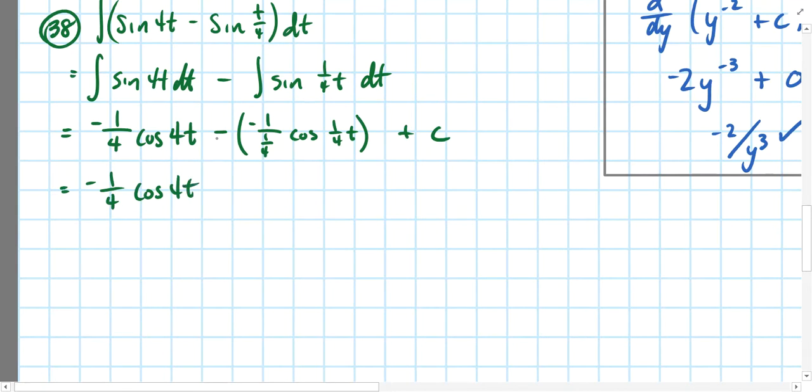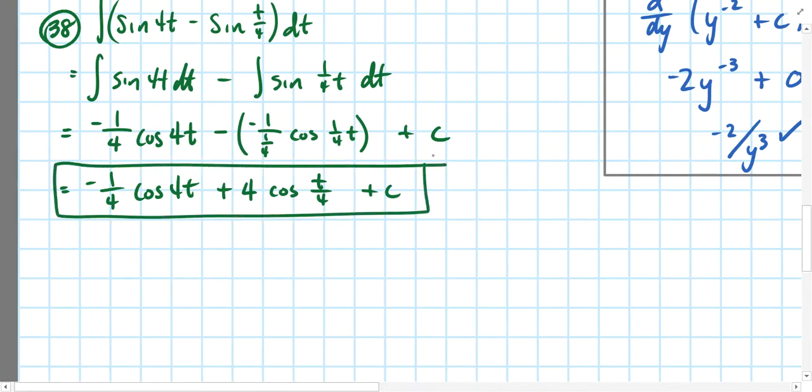But now I have a negative symbol in front of this grouping symbol and another one on the interior, so those two are going to distribute in and cancel out. And 1 divided by 1/4 is 4, so we'll finish this with plus 4 cosine of t over 4 plus c. And to me, that looks like a pretty good antiderivative using the rules that were established prior.